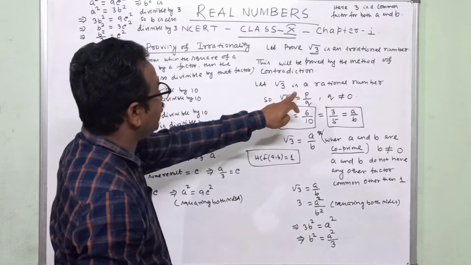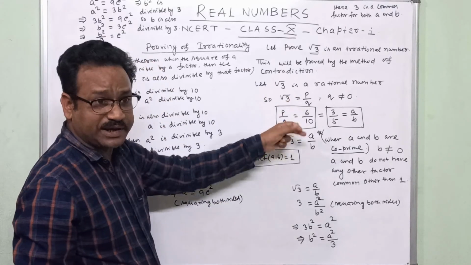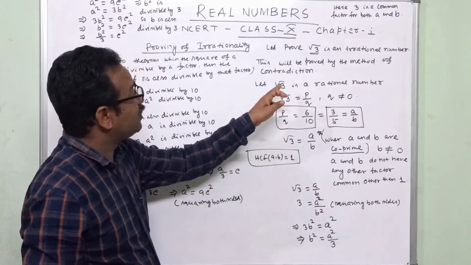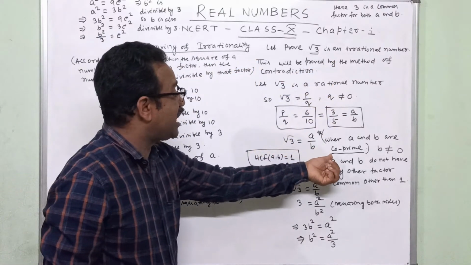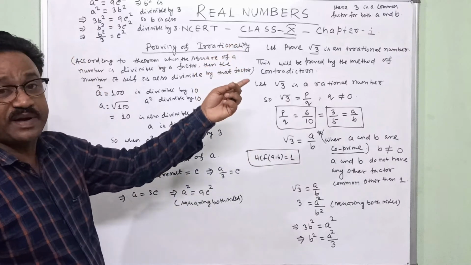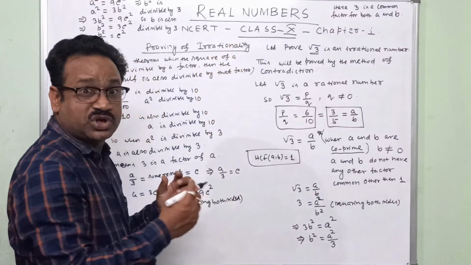Now recalling it. Now take root 3 is equal to P by Q, A by B. We have taken root 3 as a rational number. Now A, B are co-prime. We are getting 3 is a common factor. So now just listen mindfully.